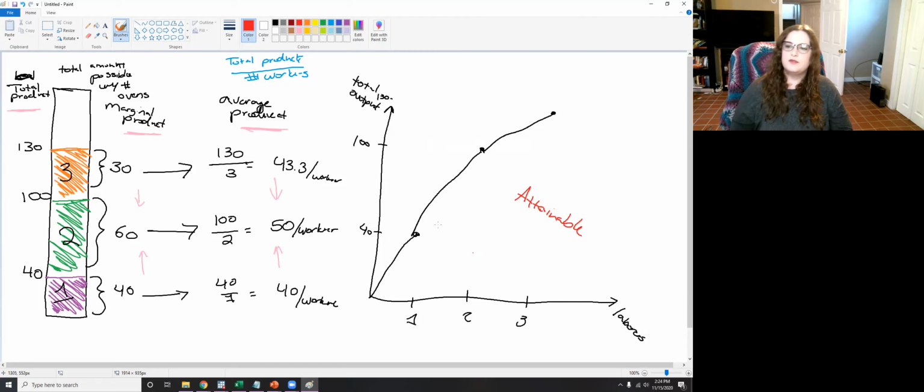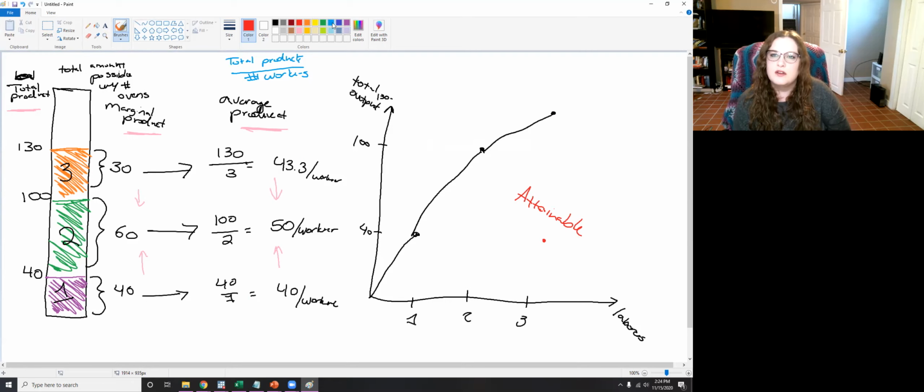This means these are different varieties that we can make, right? So with 3 workers together, they can make 130 cookies, which means, let's say I only need 40 cookies and I have 3 workers. Well, they can totally make that. That's in their wheelhouse. It's attainable to them. It's not efficient. It's not the total amount or the most amount of cookies that they could make, but it's something that they could make.